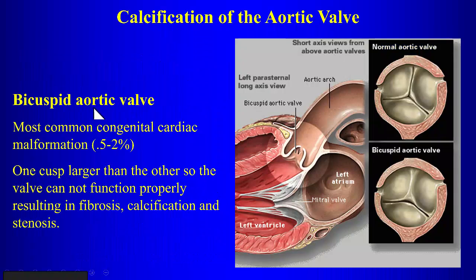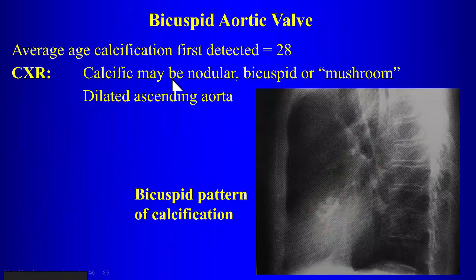Bicuspid aortic valve is the most common congenital cardiac malformation. Because one cusp tends to be larger than the other, that results in damage to the valve, fibrosis, calcification, and then eventually aortic stenosis. So for a bicuspid aortic valve, the calcifications can be detected at an earlier age, and sometimes the configuration of the calcification tells you the morphology of the valve. So this is a bicuspid pattern of calcification. You can see the raphe here, the bicuspid valve is actually calcified. So that tells you that that is a bicuspid aortic valve.